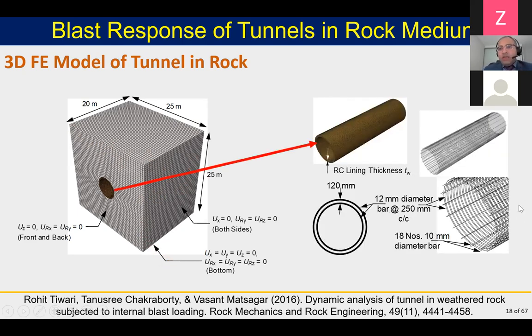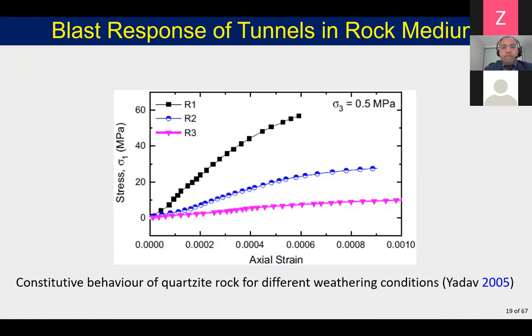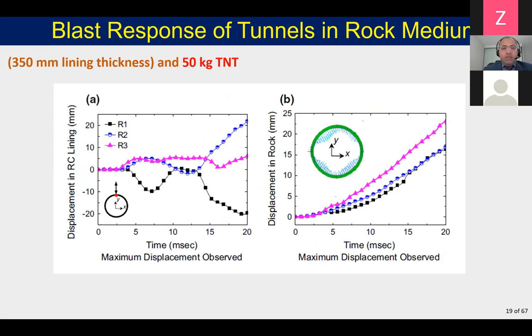Now I already discussed all those Lagrangian modeling of reinforced concrete lining and the details of the reinforcement. So there are three different rocks with different weathering conditions. The first rock, this is the constitutive behavior of the rocks when they are subject to 500 kPa confinement. If you can see here, the R3 rock, which is highly weathered, shows the least strength compared to the other two rocks. R1 is the least weathered rock with the maximum RMR, rock mass rating, value. R2 rock is moderately or slightly weathered rock. And then R3 is highly weathered with the lowest RMR values. And this is the result here.